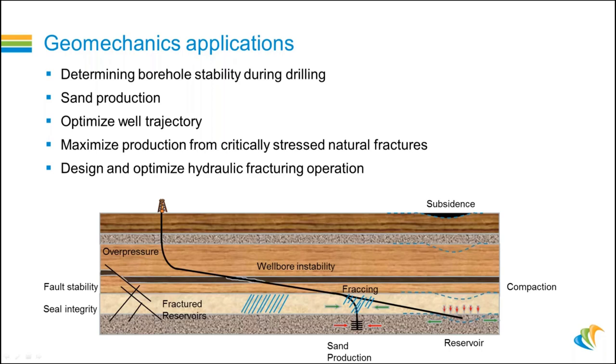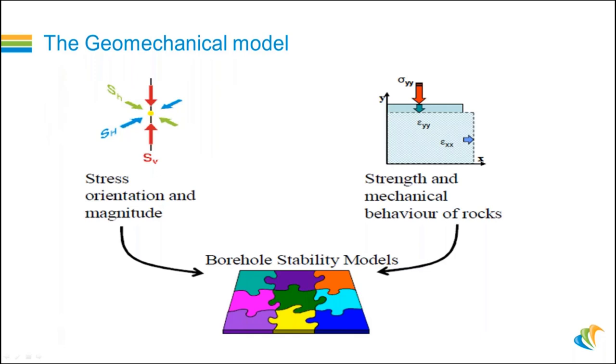Also, you want to maximize your production, so you want to be in places where, if you want to do hydraulic fracturing, you can easily do it. And also, you want to design it. So all of them are in the area that geomechanics deals with. But how can rock physics help to have better results in this area? We know that a geomechanical model needs, as input, stress orientation and stress magnitude, and also it needs the strength of the rocks.